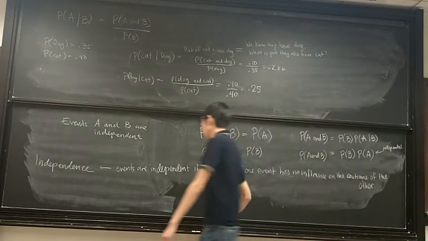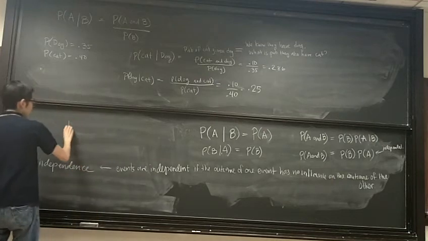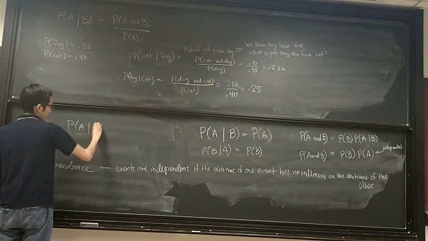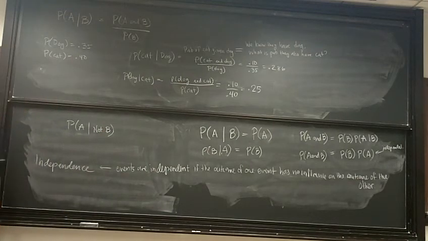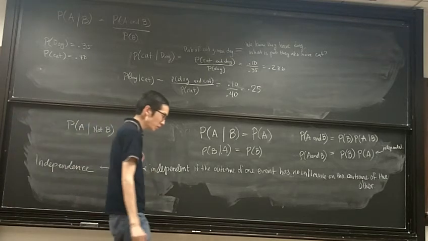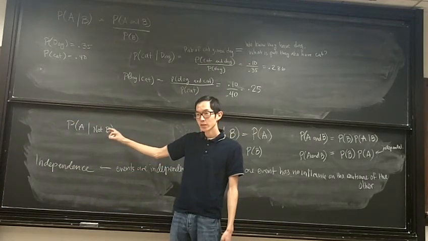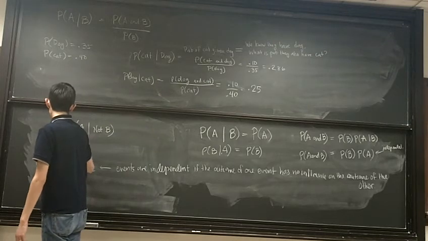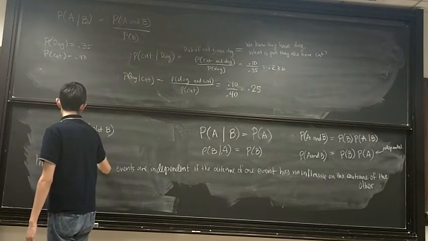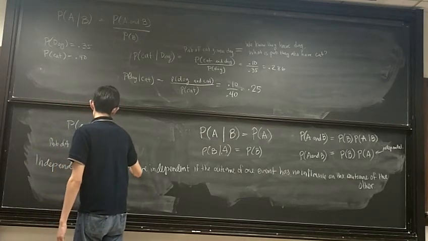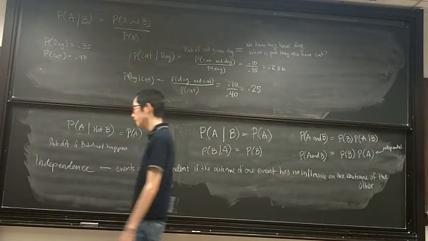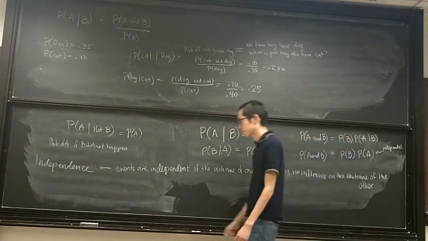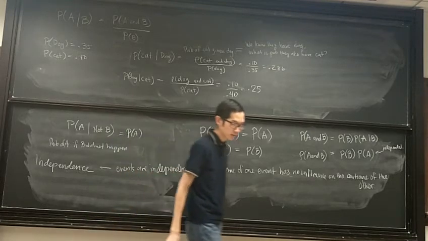Okay? If A and B are independent, what is the probability of A given B complement, not B? What does this say? This says, what's the probability of A given B did not happen? So what's the probability of A if B did not happen? Probability of A. Good. All right. So that's what it means to be independent.